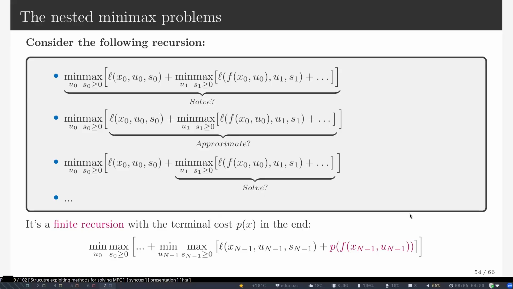So the problem looks like this. Again, a bunch of nested problems. The good thing is that because it's finite horizon, it's a finite recursion, and we start from the end. This is the last problem. And that's the terminal part.